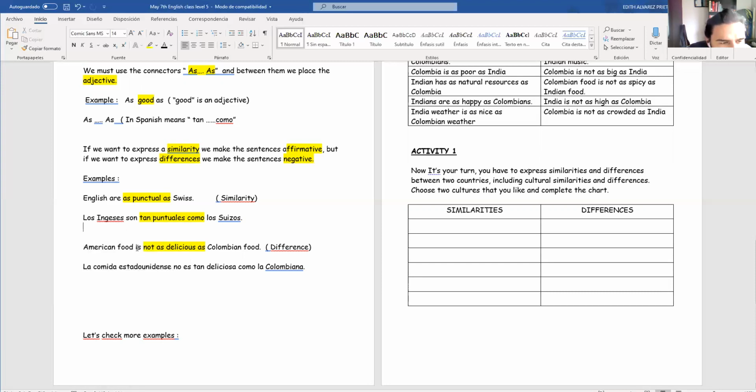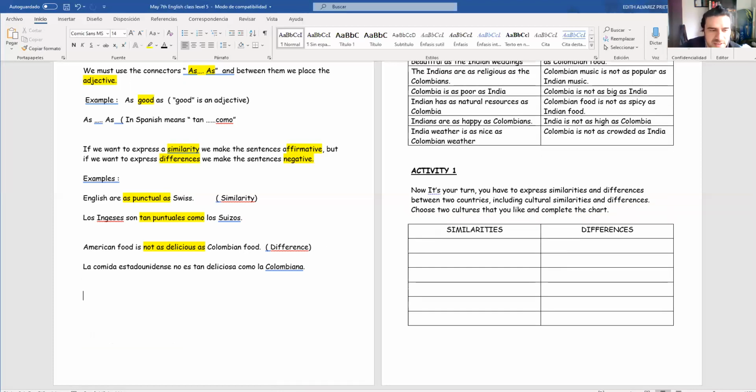pues is not, ¿no? No es tan, aquí atrás viene mi as, tan deliciosa, delicious, como la colombiana. ¿Listo? ¿Ok? Entonces, that will be the translation in Spanish. ¿Ok? Entonces, affirmative sentences, I use it to express similarities. Negative sentences, I use it to express differences, okay? Be careful with that. Right?